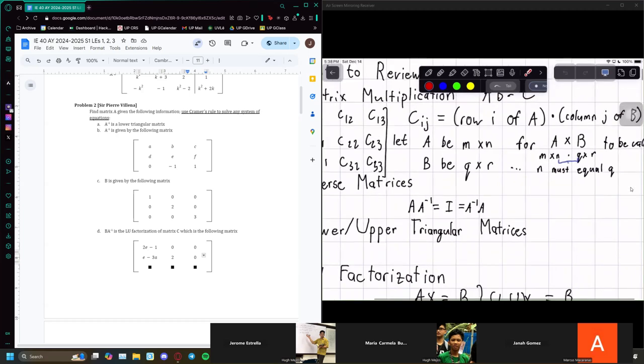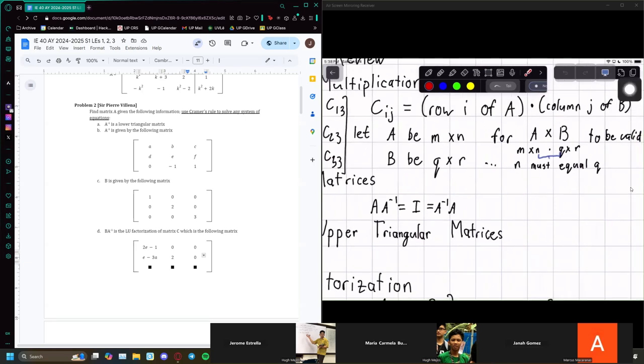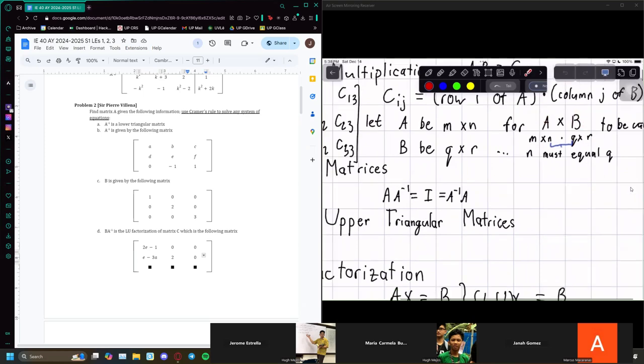And just remember that there are certain conditions for the dimensions of the two matrices for the multiplication to be valid. If the first matrix has dimensions m by n and the second one has q by r, n should be equal to q. Basically, the number of columns of the first should be equal to the number of rows of the second.